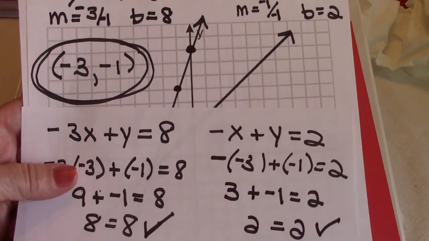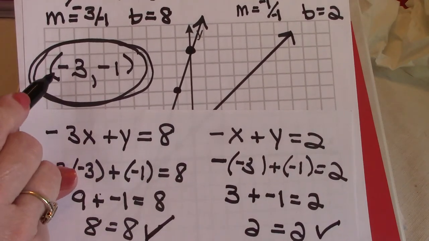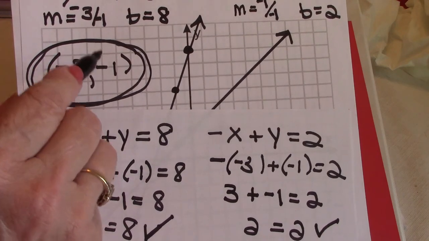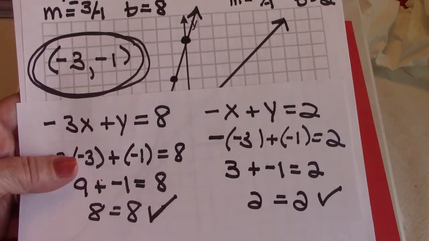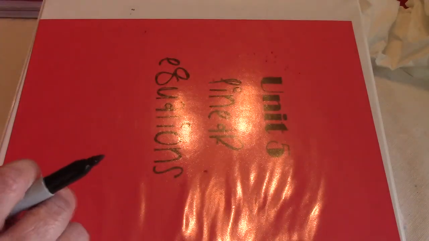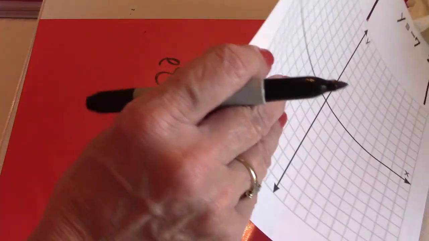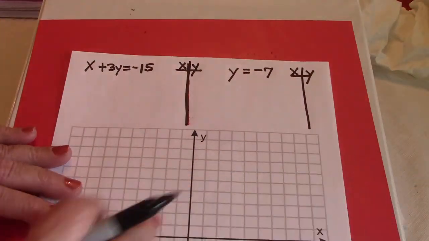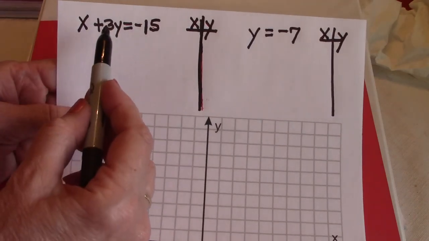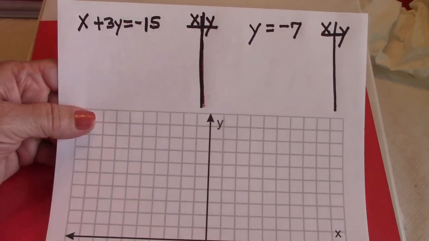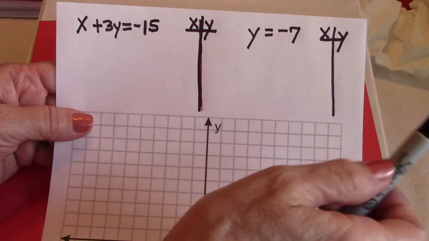So my system of equations has a solution of -3, -1. And I did the check steps just to make sure that made it a true statement. So that is good to go. Now here's our last one. I have x plus 3y equals -15, and I have y equals 7.